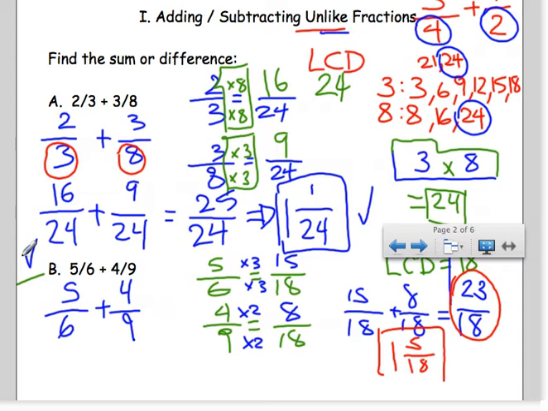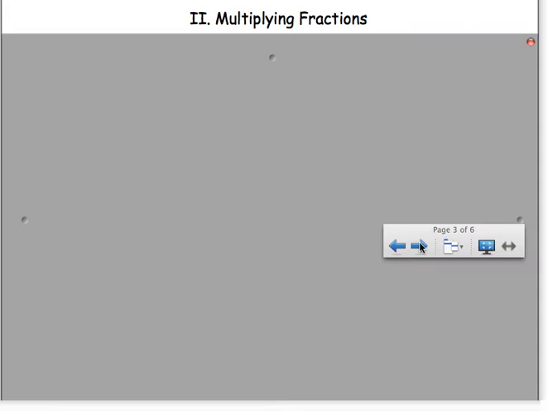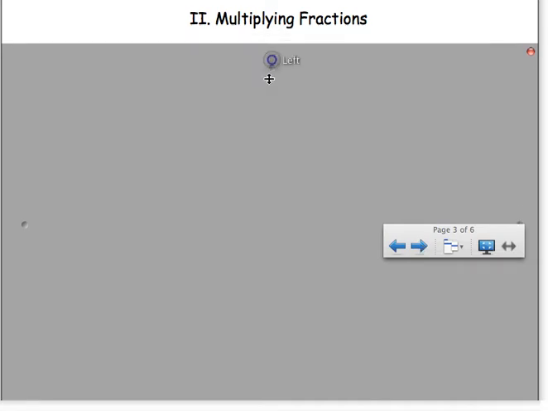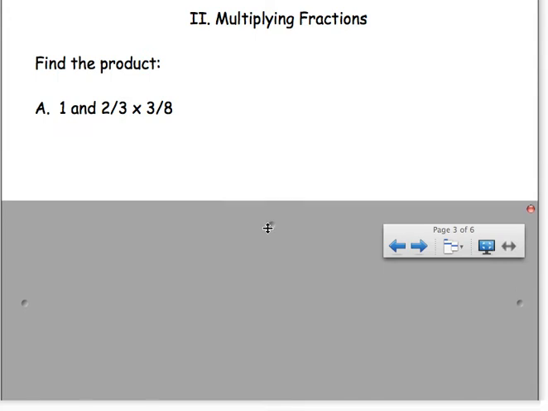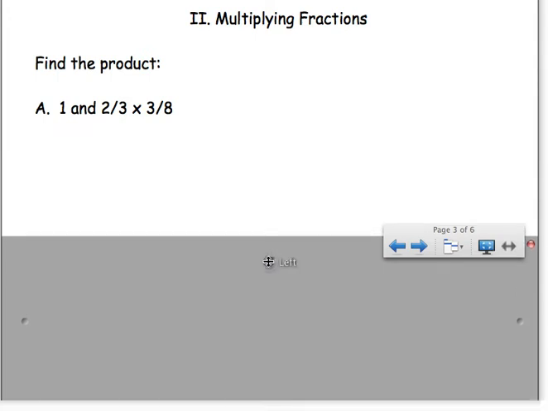So that's the first skill, adding and subtracting unlike fractions, fractions with different denominators. Now we're going to talk about how you would multiply fractions. And the reason I'm not saying like or unlike is the process is the same regardless of whether they have the same denominator or different denominators. So I'm going to find the product of 1 2/3 times 3/8. So I'll rewrite it. That's 1 2/3 times 3/8.